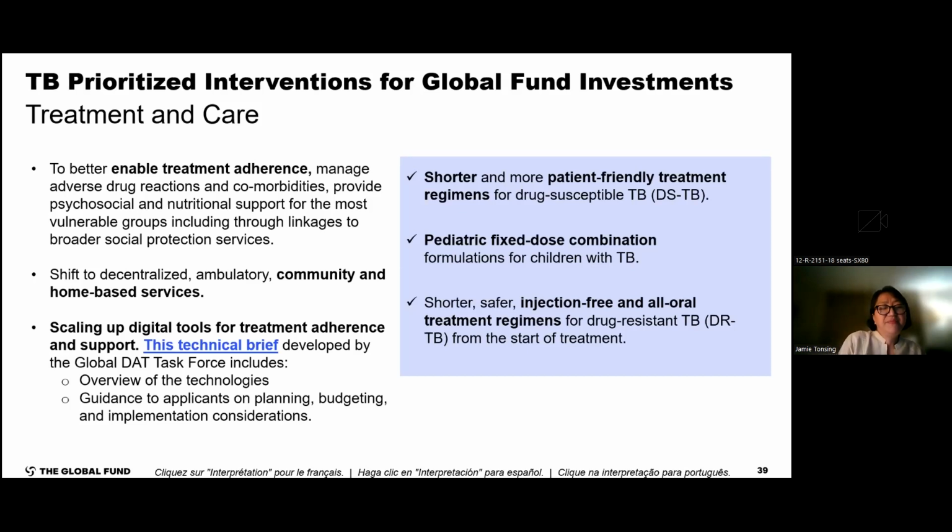We would like to see an even further shift to decentralized, ambulatory, community, and home-based treatment services, just like we want for the diagnostics, also for treatment.